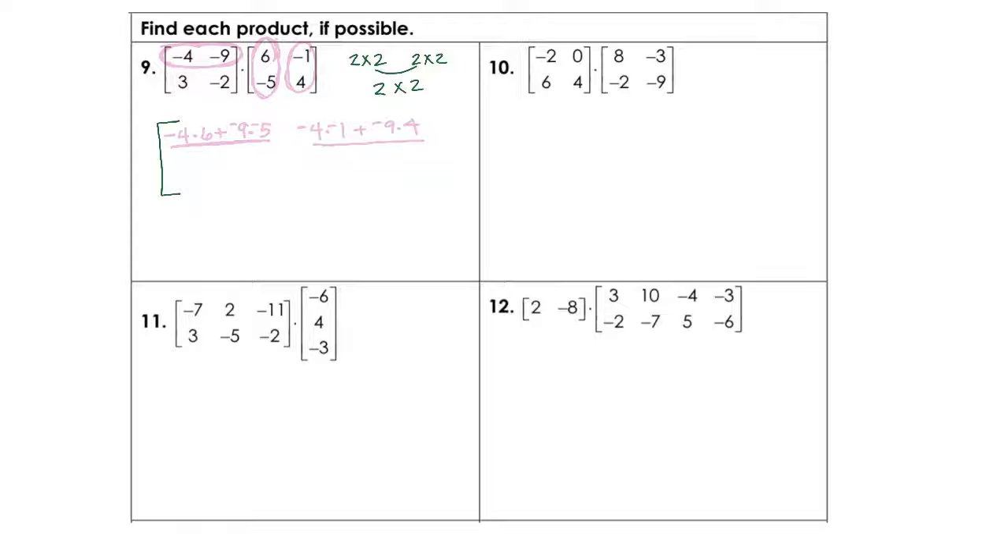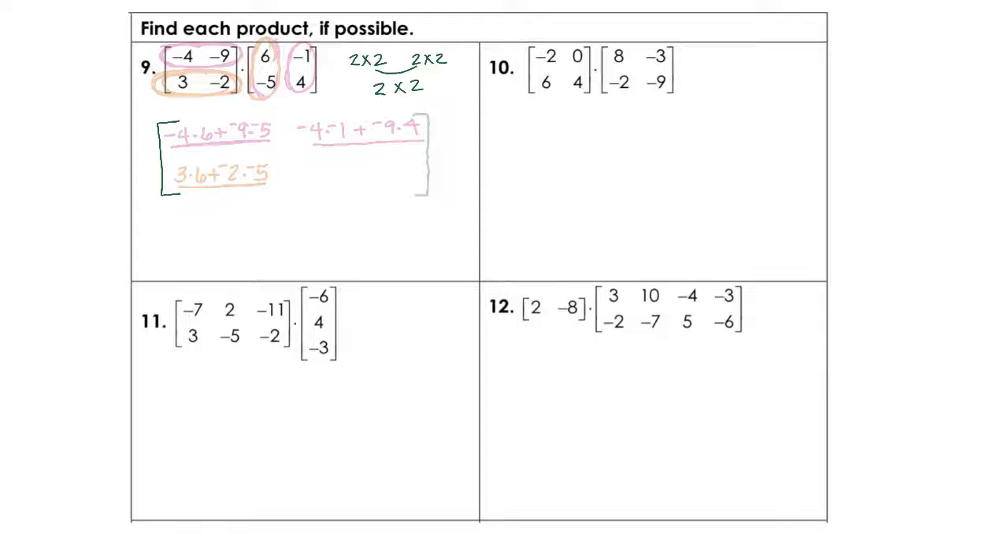Notice there's no more columns, so I'm going to close my bracket, and I'm going to drop down a row in my problem. So now I'm going to go back and grab this row, and I'm going to repeat the process. I'm going to take this row, multiply it by this column, and I'm going to have 3 times 6 plus negative 2 times negative 5.